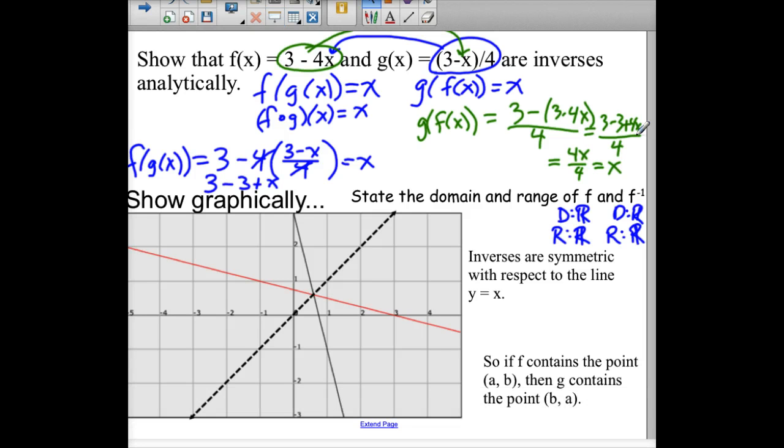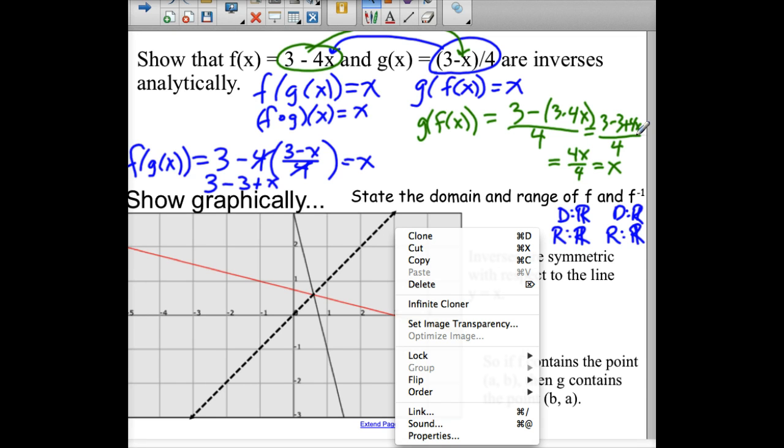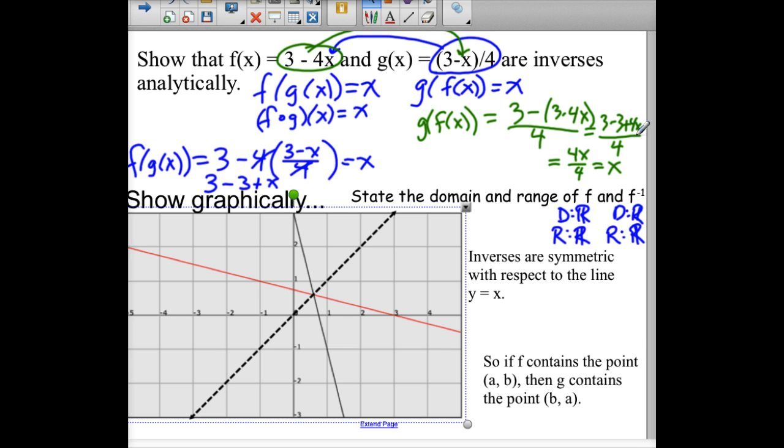And remember that if f contains the point (a, b), then g contains the point (b, a). For example, this point (3, 0) here is (0, 3) on the black line. Or the point (1, 1/2) is the point (1/2, 1) on the black line. So the x's and y's switch. You can see that graphically too.